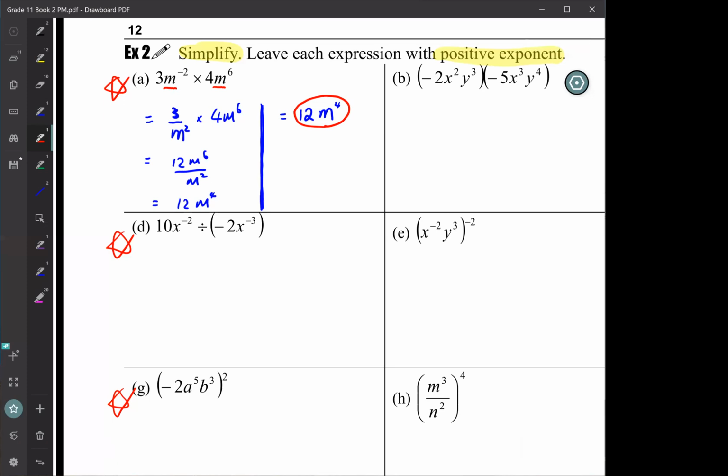So you don't always need to switch right away. You can apply the negative exponent at the end. If your final answer still has a negative exponent, then you do the switching. You don't need to do the switching at the beginning, unless your final answer still has a negative exponent anywhere. Then you flip it and make it positive. That will save you a lot of time, right? So same thing with question D.